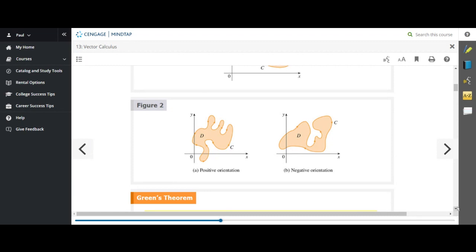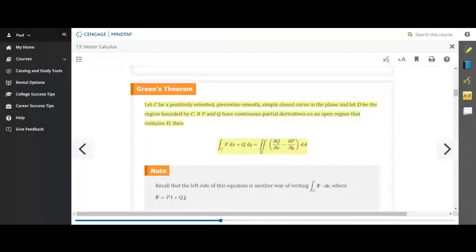All right, so here's Green's theorem. Green's theorem says, suppose you have a positively oriented, piecewise smooth, simple closed curve in a plane. Let D be the region bounded by the curve. If P and Q have continuous partial derivatives on an open region that contains D, then Green's theorem is below.